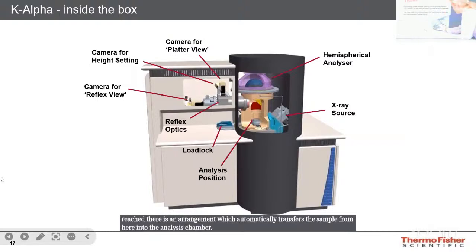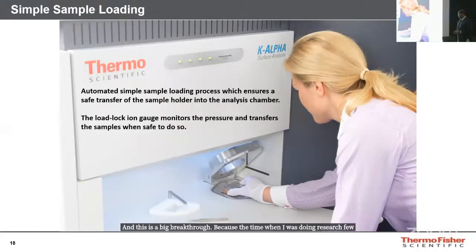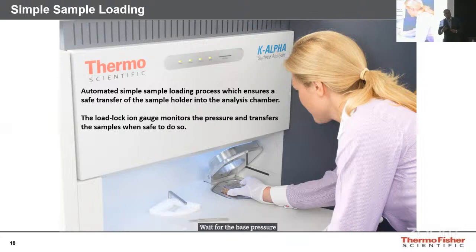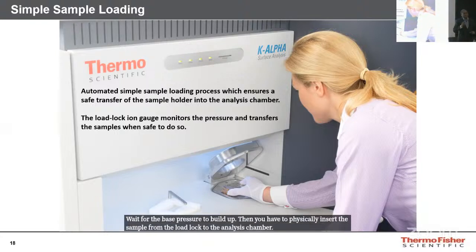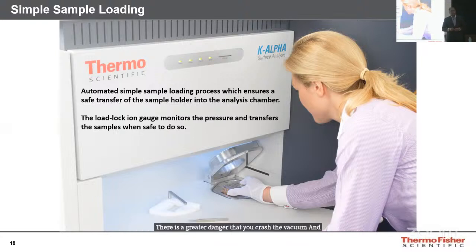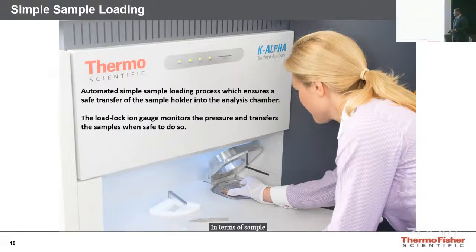And this is a big breakthrough, because when I was doing research a few years ago, you had to manually transfer the sample. You load your sample into the load lock, wait for the base pressure to build up, then you have to physically insert the sample from the load lock to the analysis chamber. The problem there is, if you don't have steady hands with the transfer rod, there is a greater danger that you crash the vacuum and you will not be able to operate the instrument for the next 2 days. And this was a big jump in terms of sample handling and sample transfer.